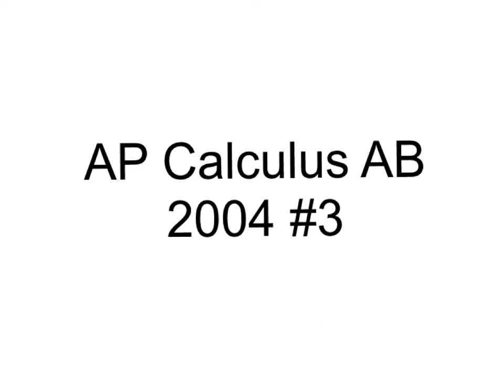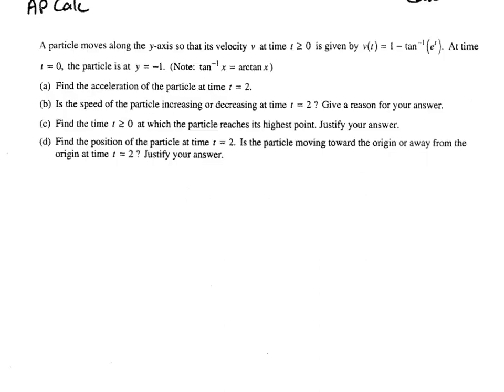This is number 3 from the 2004 exam. So we have a particle moving along the y-axis, and we are given the velocity of that particle. And we are given the starting position at t equals 0. The particle is at y equals -1. So for part A, we need the acceleration at t equals 2.